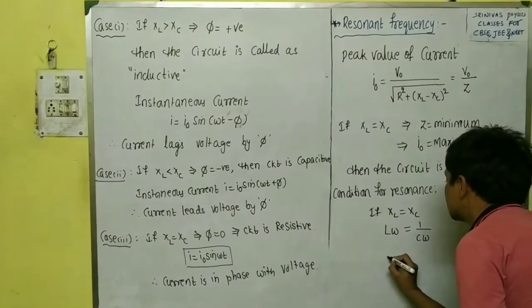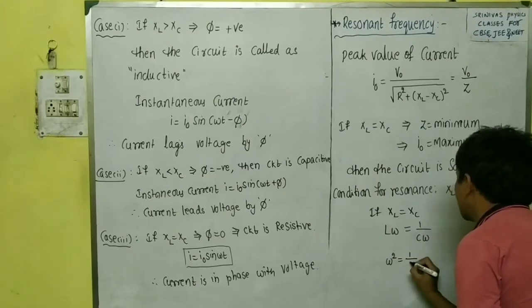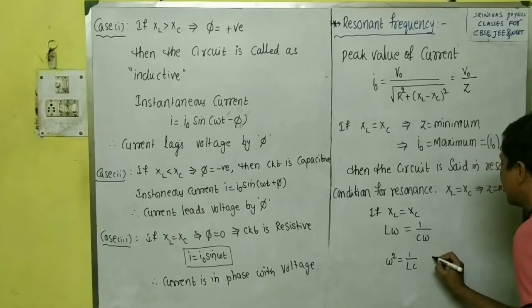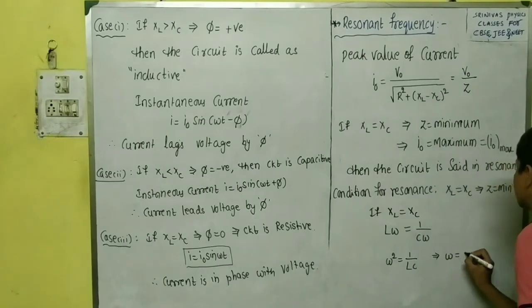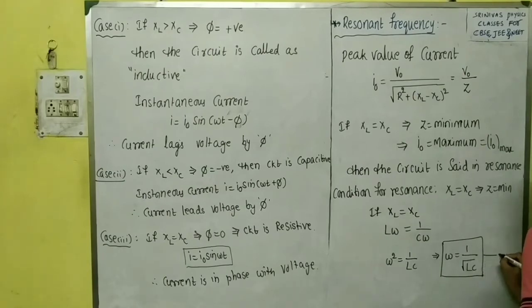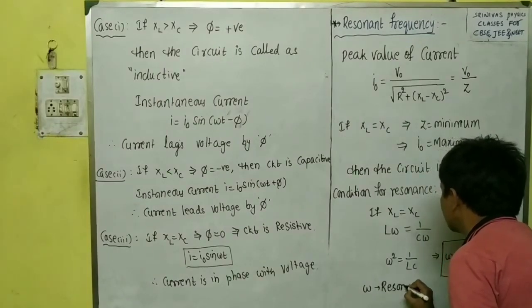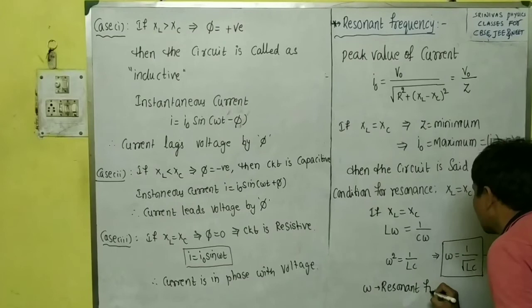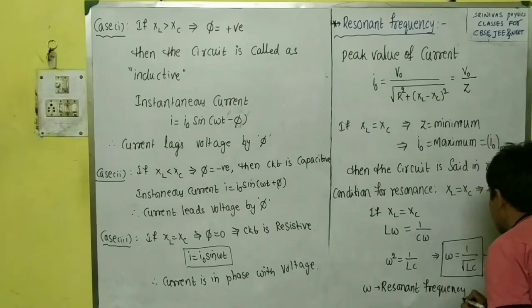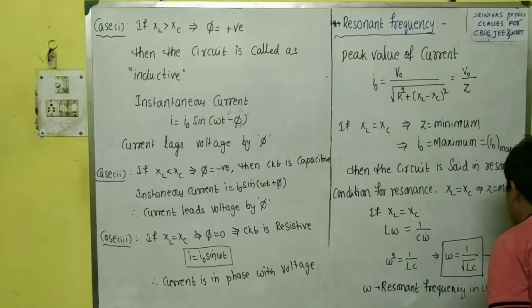Then we take omega to the left side, so omega square is equal to 1 by LC. From this we write the omega formula: omega is 1 by root LC. This is the formula for the resonant frequency. We can take this as equation 10. Here omega is the resonant frequency, that is, the resonant angular frequency in the LCR circuit.